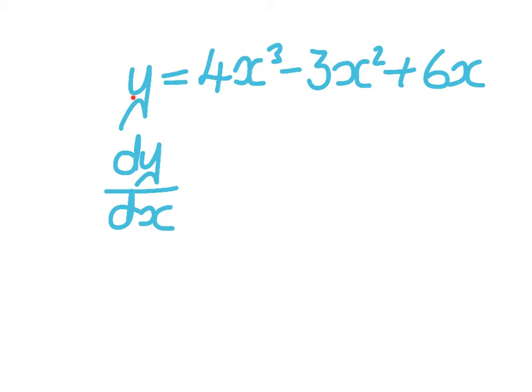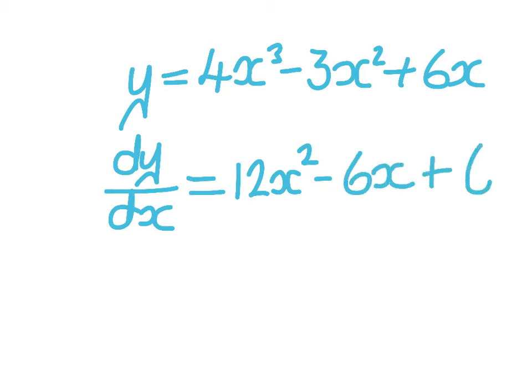So when we're given y equals, our derivative is dy by dx. We differentiate in exactly the same way. We multiply by the power, so 12x, reduce the power by 1, squared, minus, multiply by the power, 6x, reduce the power by 1, plus 6.